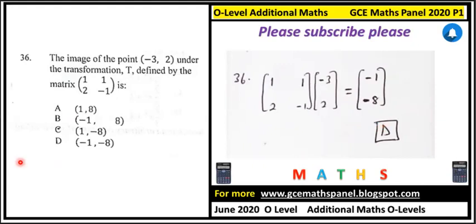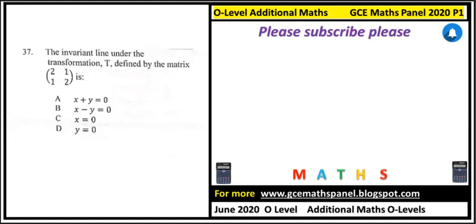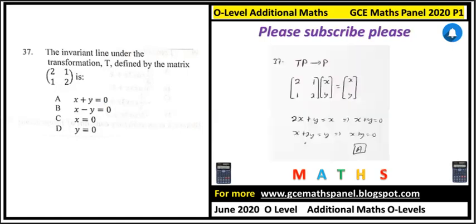Question 37. The invariant line under the transformation T defined by that matrix is the line that is mapped onto itself. So P is mapped onto itself. It can be written like this. When we solve, we have x plus y equals 0. That's the equation of the invariant line. You can equally use the second equation, that is 1 times x plus 2y equals y, to verify, so that the equations are the same.